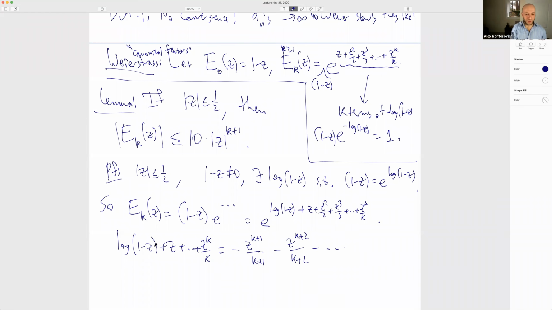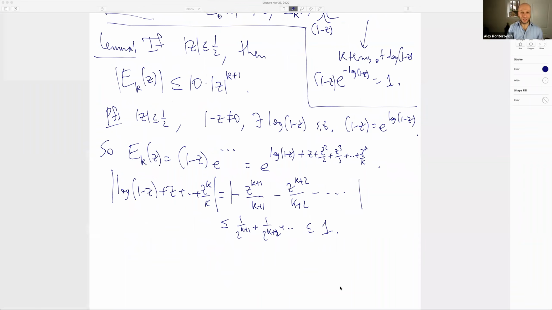Okay, and now we're going to do just two things. One is to take the absolute value of this difference. What is the absolute value here? Well, z in absolute value is at most a half. So this thing is certainly what? Forget about the denominators. We basically did something very similar. Term by term, this is like 1 over 2 to the k plus 1 over 2 to the k plus 2, and so on. So this is at most, just crudely, at most 1. That's one estimate. We're going to do two estimates. So one estimate is that this is at most 1.